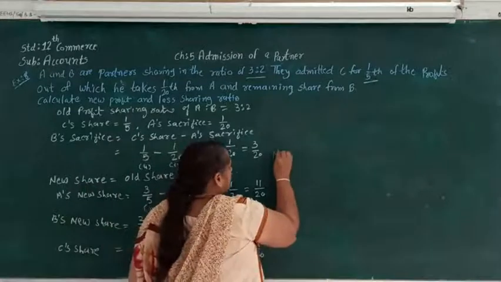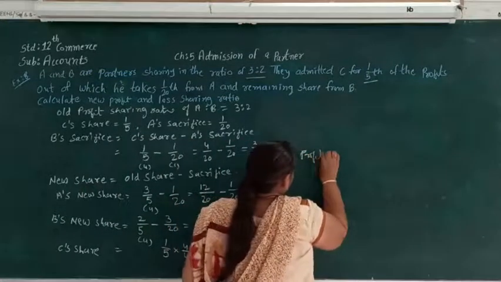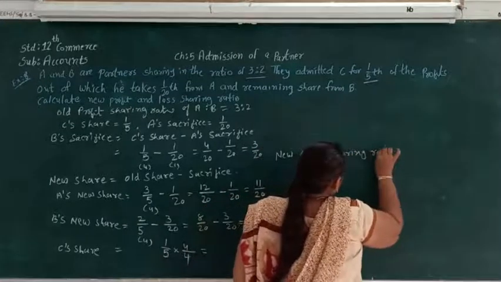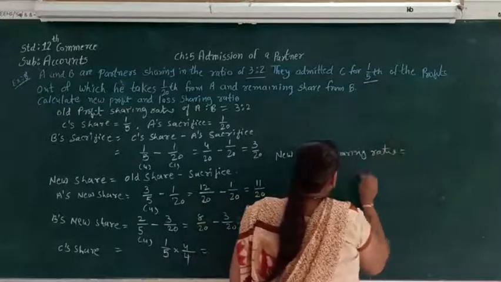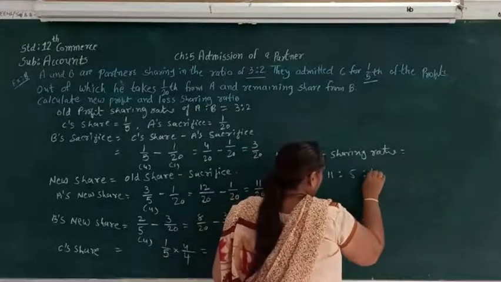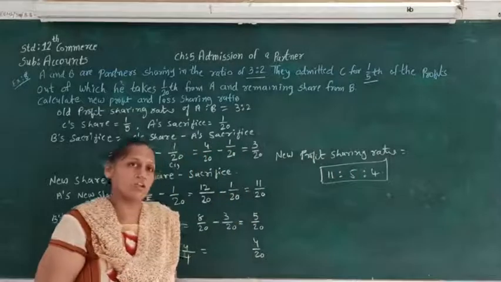So here the new profit sharing ratio is 11:5:4. So the new profit sharing ratio is equal to 11:5:4. You may note this down in your notebook.